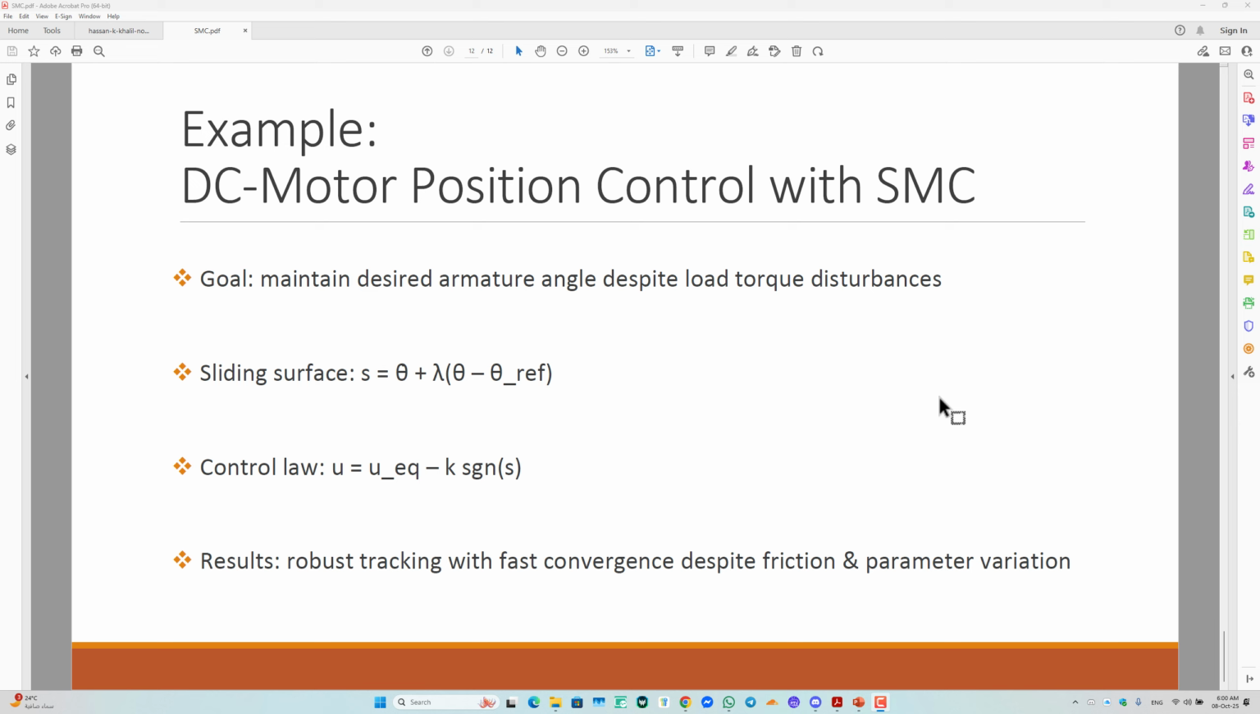Now we can conclude that sliding mode control not only provides theoretical robustness, but also proves effective in real-world applications like DC motors, robotics, and power converters.